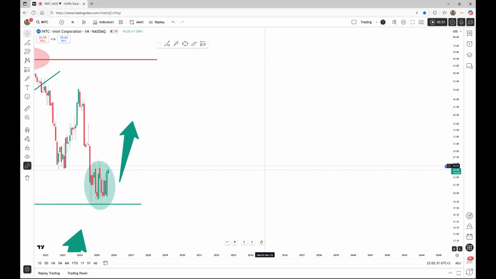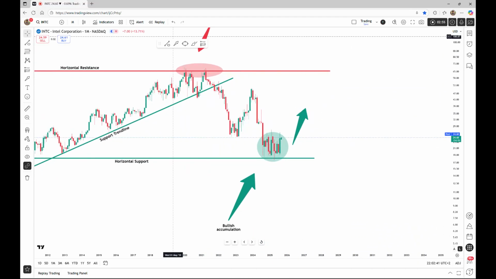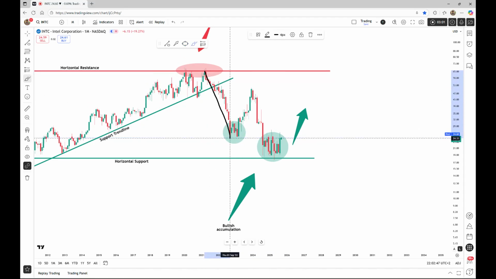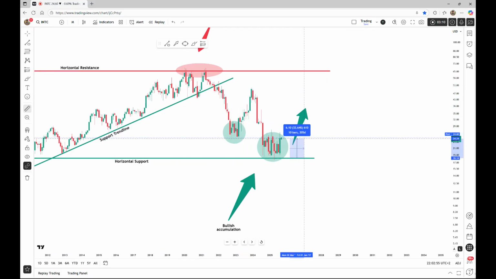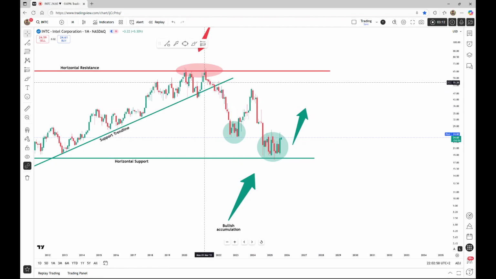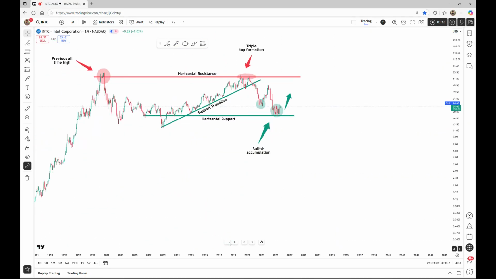If we look at this consolidation, you can also see that the consolidation looks quite similar to the one which we saw back in 2022. Intel dropped, created a consolidation, and then actually rallied approximately 100% towards the upside. So far, Intel only rallied 30%, which means that more continuation towards the upside is extremely likely.